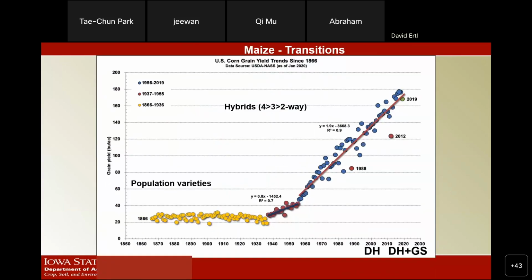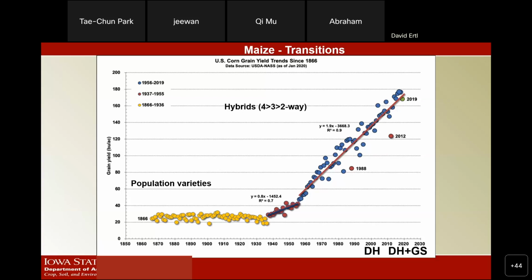Another important transition, of course, from one variety type to another is in maize, from originally population varieties, which had fairly low yields, into hybrid varieties. And here, of course, recurrent selection and quantitative genetics were most crucial, and Dr. Hallauer was a main player in this connection. He's in the audience.